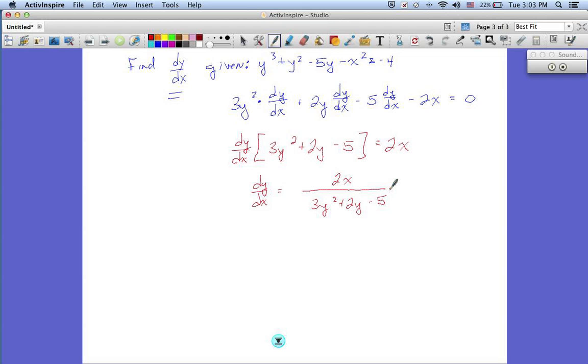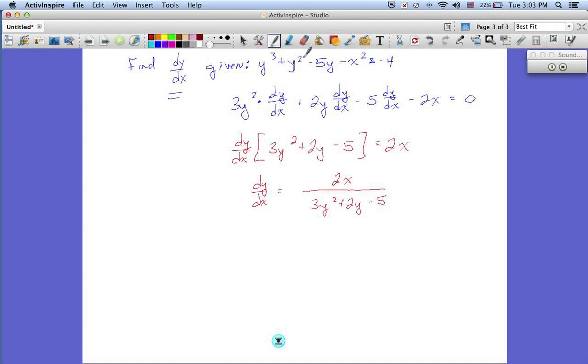Now it's an ugly derivative, but keep in mind what that means. That is the equation for the slope of the tangent line for this equation up here, for this expression, y cubed plus y squared minus 5y minus x squared equals -4. For that implicit equation.